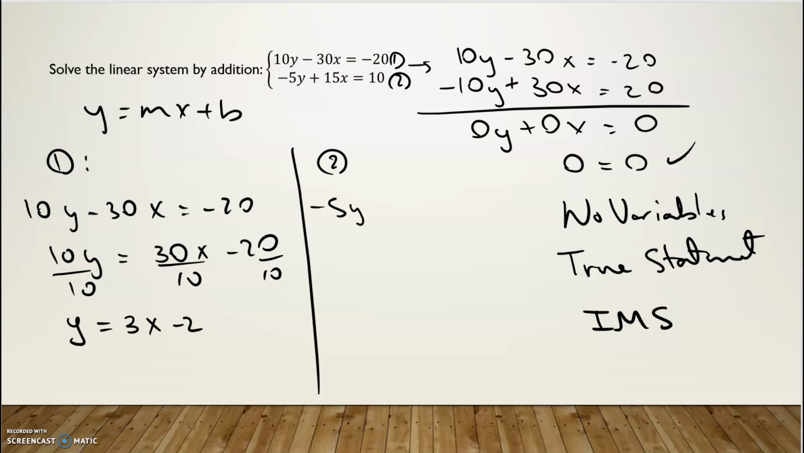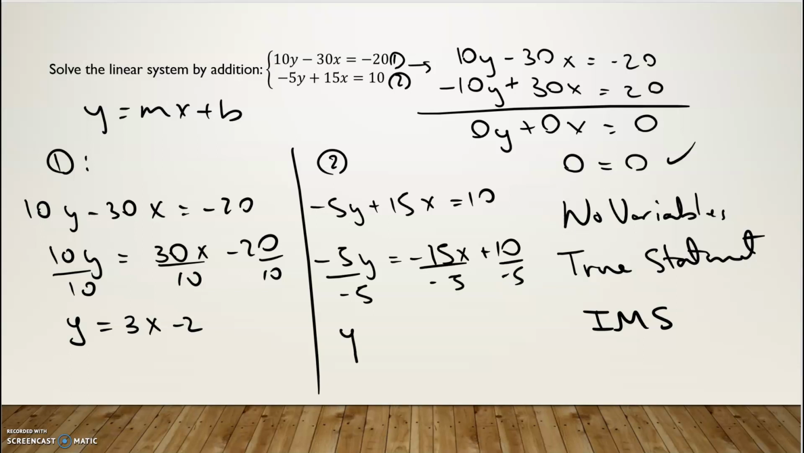Okay, do the same thing for the second one. I'm going to move the 15x over to the other side. Divide everything by a negative 5. So y is equal to, that'll be positive, 15 divided by 5 is 3. Positive divided by negative is negative. 10 divided by 5 is 2.